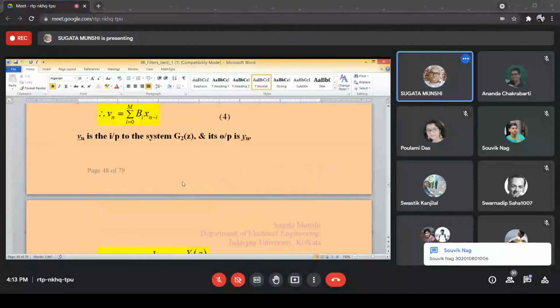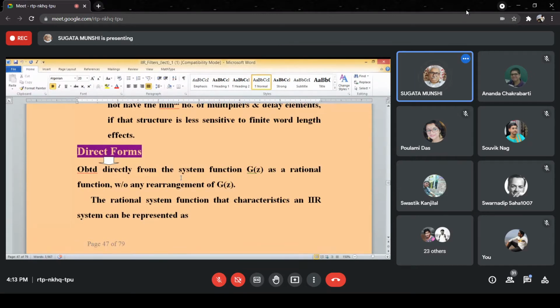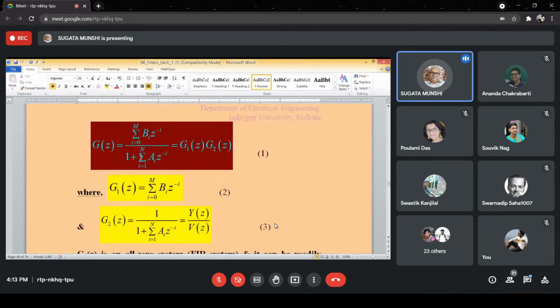Your filters. So the first type of structures that we considered were direct form structures. Why are they called direct form? Because they can be directly realized from a knowledge of the transfer function G(z) as a rational function. So that is the nature of the rational function expression for the transfer function. Right from this, without further mathematical maneuvering, we can get these direct form structures.